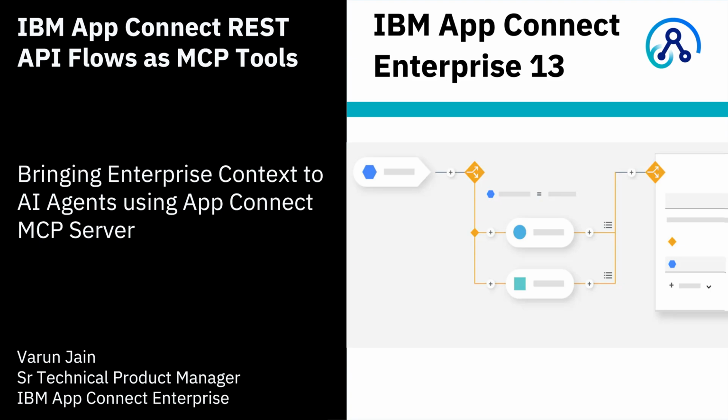Hi everyone. In this video, I'll demonstrate how IBM App Connect Enterprise REST API flows can be exposed as MCP tools and used directly by AI agents. By the end of this video, you'll see how an existing enterprise integration can be safely and cleanly reused as a tool for AI agents without changing any of the core architecture.